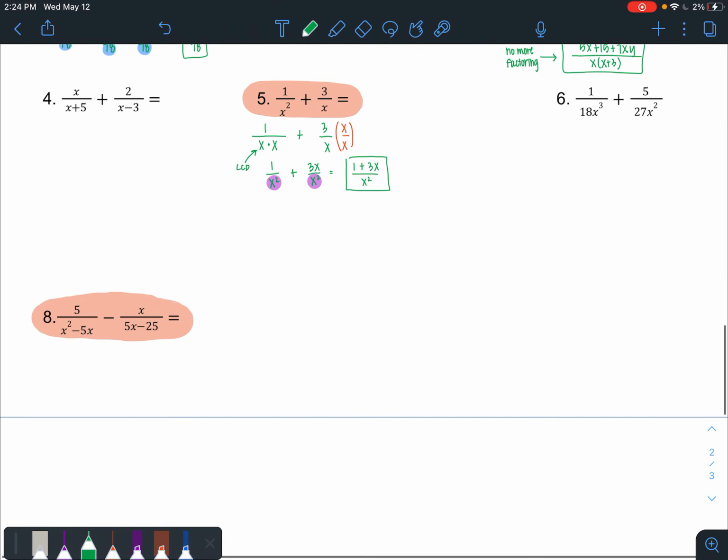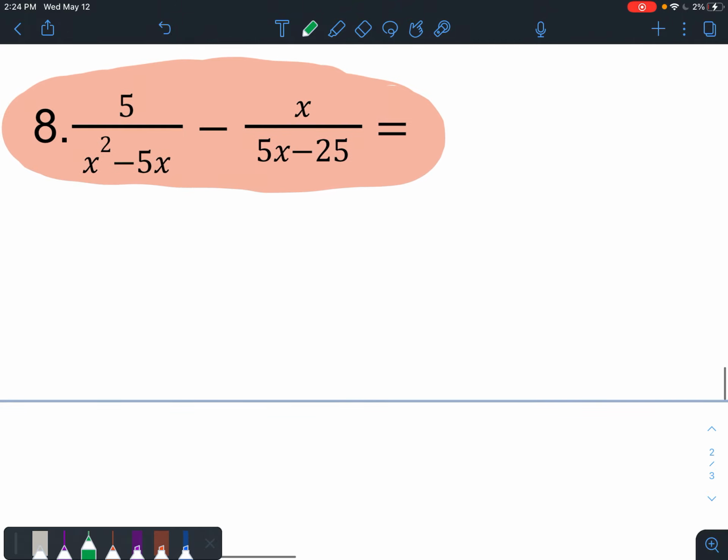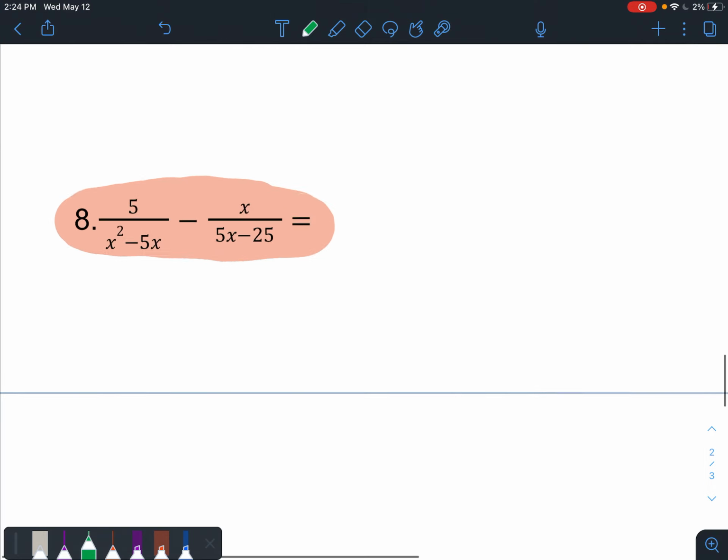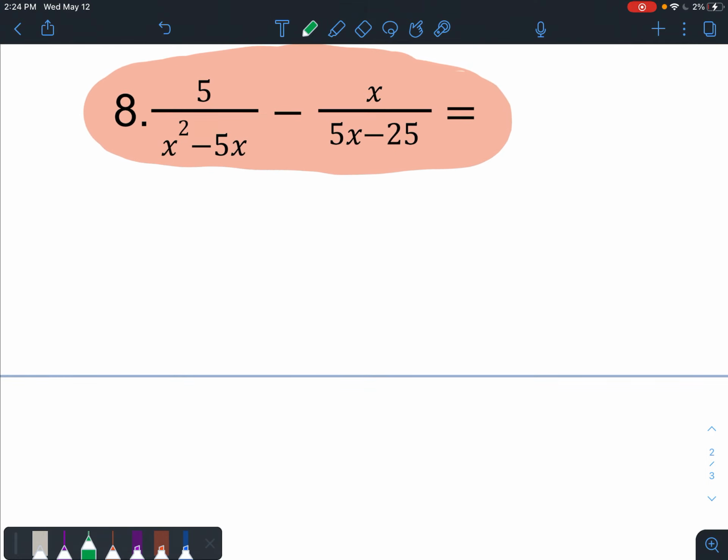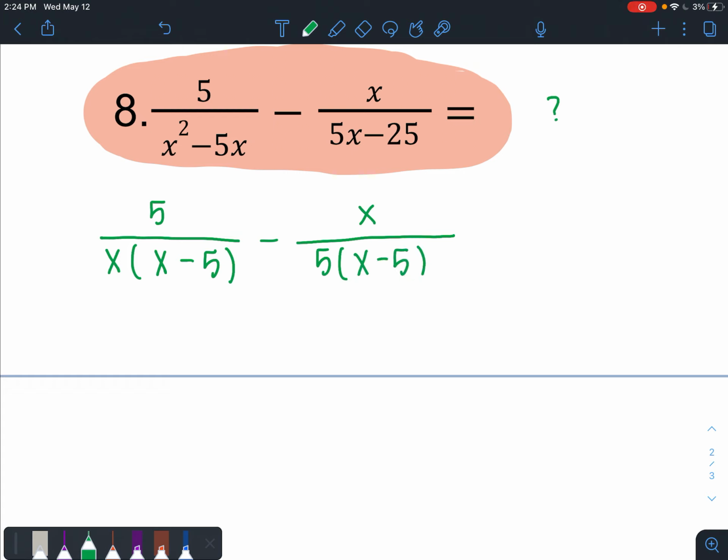All right, and then finally, this is number 8. I've got two denominators here. I'm going to go ahead and factor both denominators. So go ahead, pause, and factor those two denominators. All right, this first one here, you should get x times x minus 5. And then this one is 5 times x minus 5.